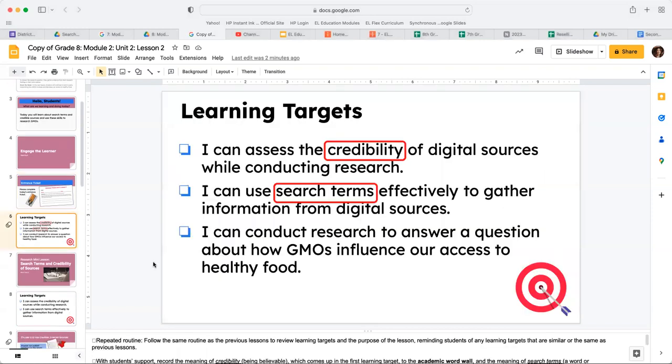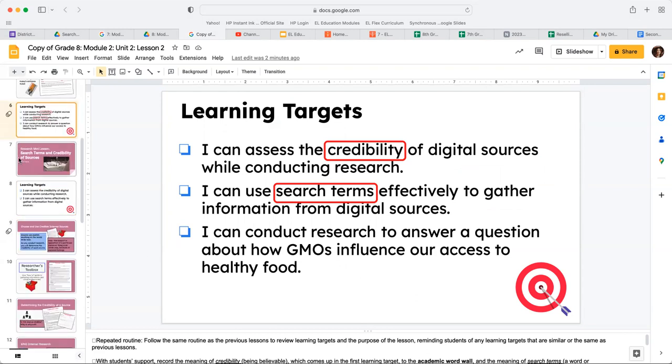All right, so let's look at our learning targets. So today we have 3. The first says, I can access the credibility of digital sources while conducting research. The second says, I can use search terms effectively to gather information from digital sources. The third says, I can conduct research to answer a question about how GMOs influence our access to healthy foods.